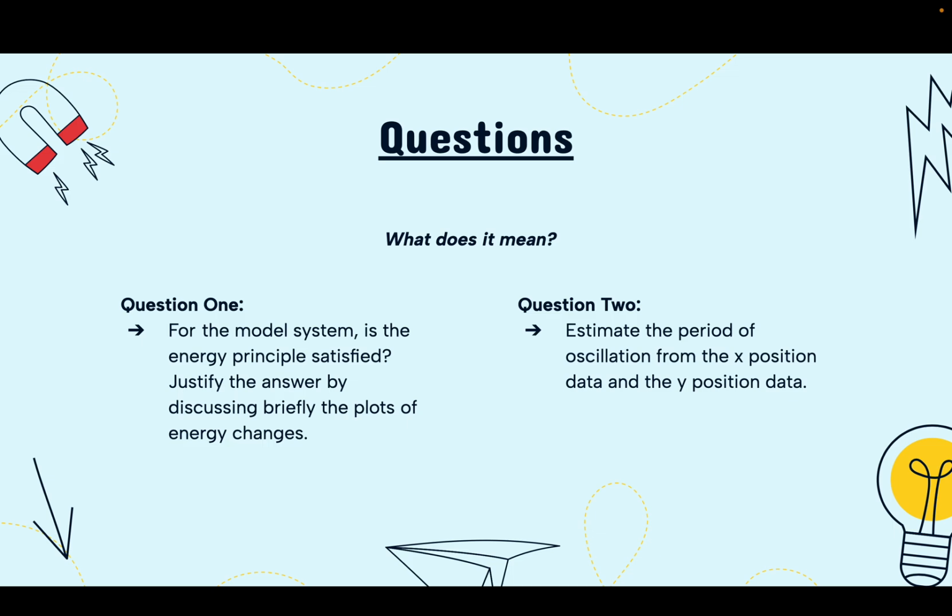Estimate the period of oscillation from the x position data and the y position data. The period of oscillation in the x position is estimated to be around 1.524 seconds, and the period of oscillation for the y position is estimated to be about the same. The formula for the period of oscillation is 2 pi times the square root of m over k. So in both the x and y positions, neither the mass nor the spring constant changed. Therefore, the period of oscillation for both is the same after plugging the given information into the formula.